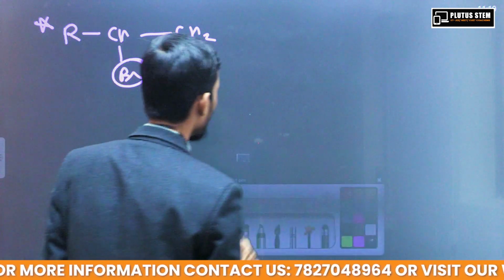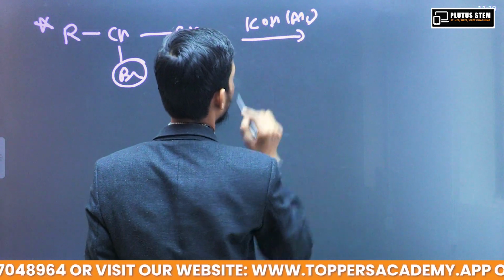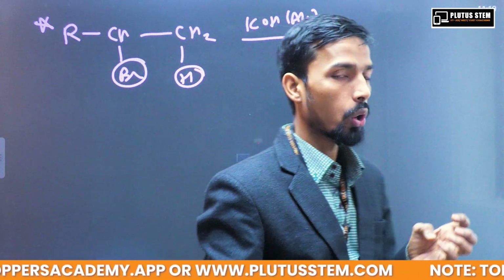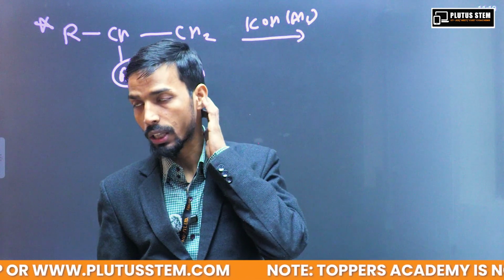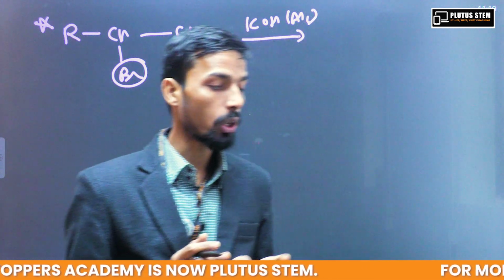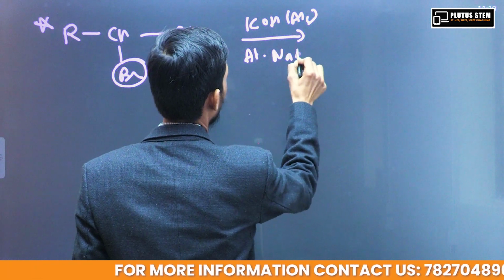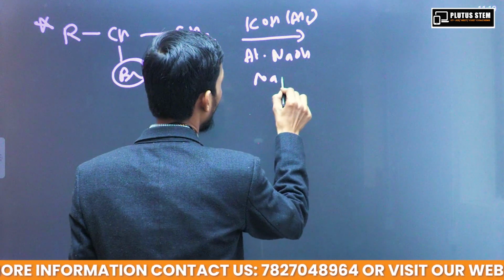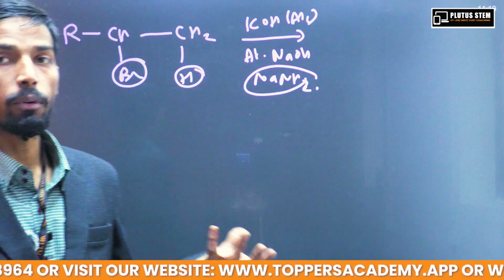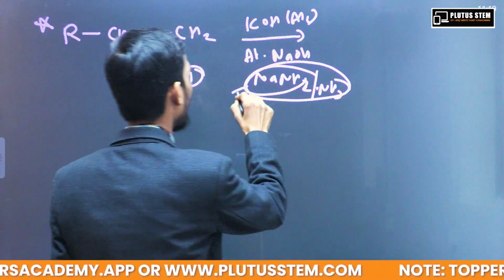If this type of substrate reacts with KOH, alcoholic, not aqueous. The main thing over here is that we take alcoholic KOH, not the aqueous. If you take the aqueous KOH, then the possibility is that some addition reaction is possible. So we have to take the alcoholic KOH or alcoholic NaOH, or we can take NaNH2, a very strong base. NaNH2 in presence of NH3. So these types of bases are very strong bases.